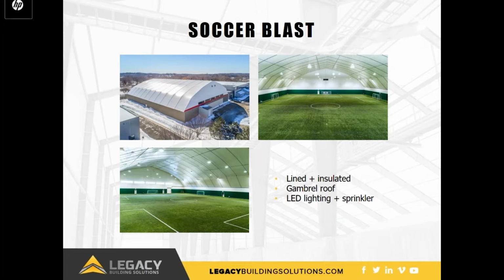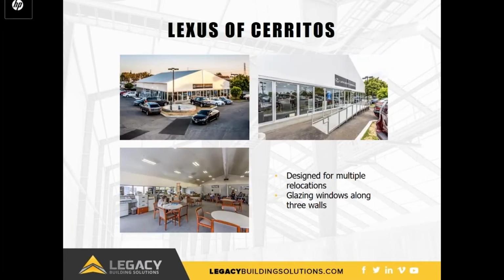Here is Soccer Blast, another sports facility. In this picture, you can see the gambrel roof shape, which creates more headroom for flying balls and equipment. Glazed windows along the end wall provide natural light inside the insulated building. You can again see the bright interior finish of the building, which makes it a more pleasant environment for year-round soccer play. LED lighting and a sprinkler system are suspended from the ceiling to comply with building regulations.